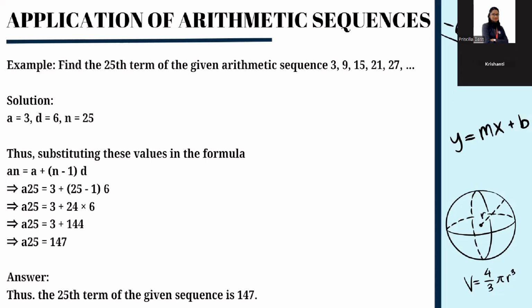The nth term we are supposed to find is the 25th term. Now all we have to do is insert that into the formula, a_n equals a plus n minus 1 times d. The term we're trying to find is the 25th, so we have 3 plus 25 minus 1 times 6, and the answer is 147. So the 25th term of the arithmetic sequence is 147.